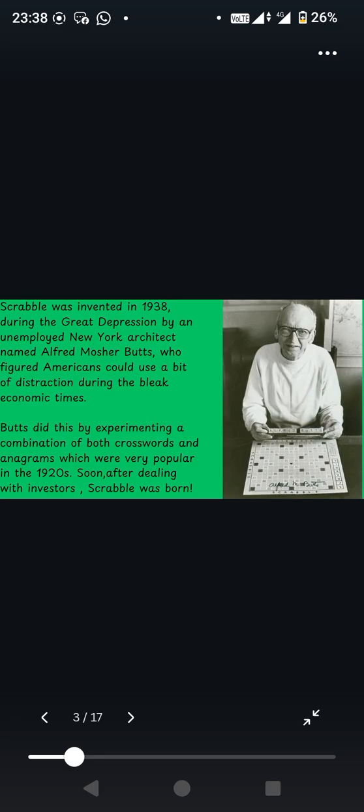Now, the history of Scrabble. Scrabble was invented in 1938 during the Great Depression by an unemployed New York architect named Alfred Mosher Butts, who figured Americans could use a little bit of distraction during the bleak economic times. Butts did this by experimenting with a combination of both crosswords and anagrams, which were very popular in the 1920s. Soon after dealing with investors, Scrabble was born.